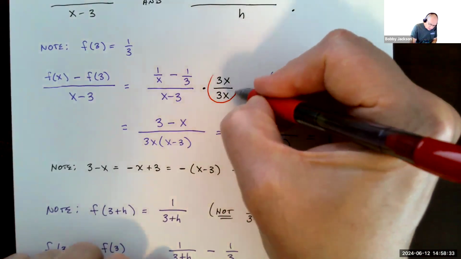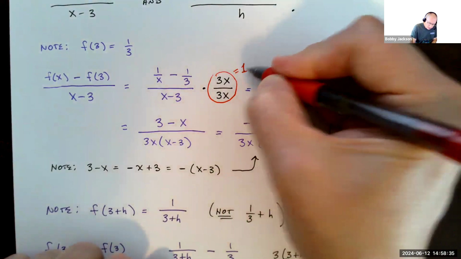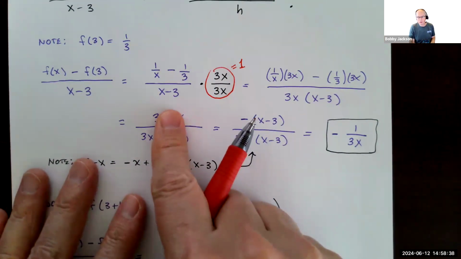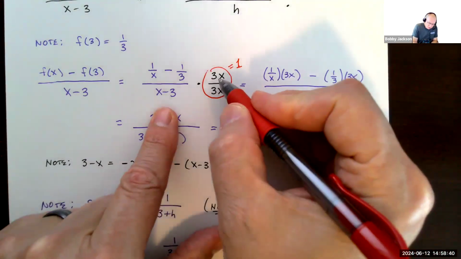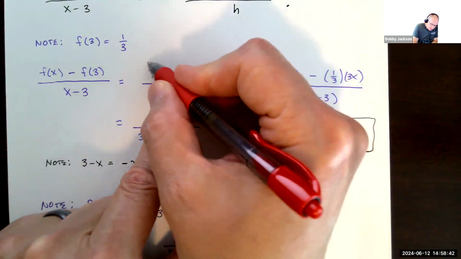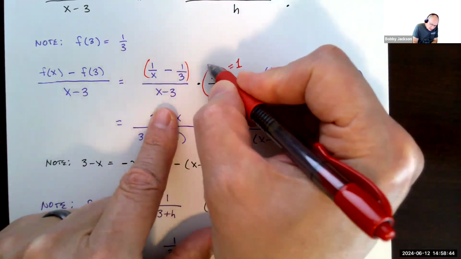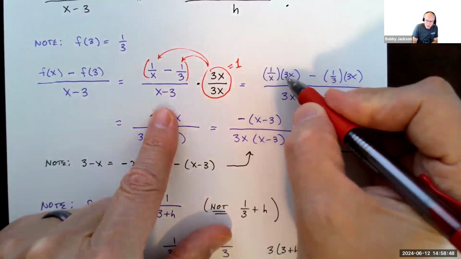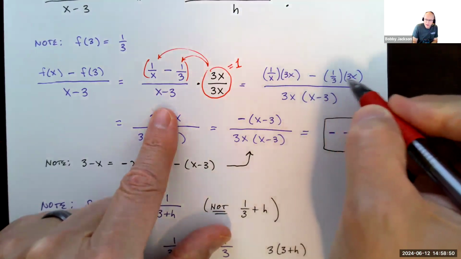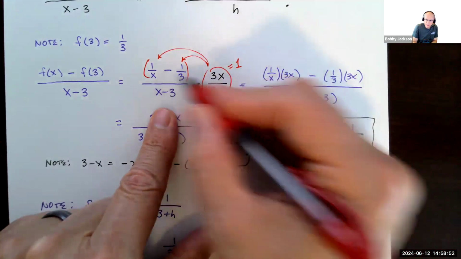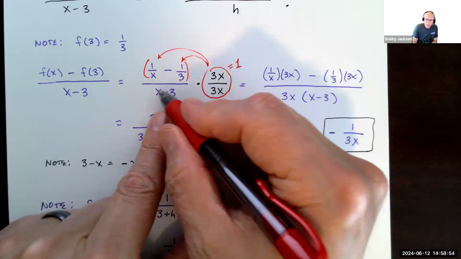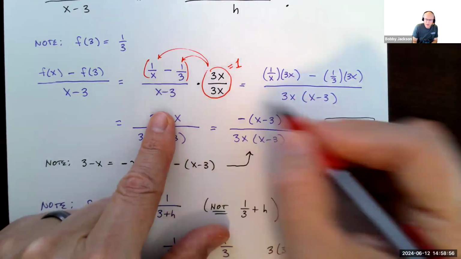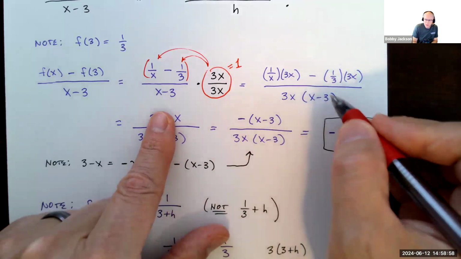Notice this whole expression is equal to 1. We're not changing the value of our expression. And when I multiply up top by 3x, notice I have to distribute that through both of those terms. So I've got 1 over x times 3x and 1 over 3 times 3x, with the subtraction in between there. Of course, in the bottom, I've just got 3x times x minus 3. There it is, making sure you put that in parentheses.